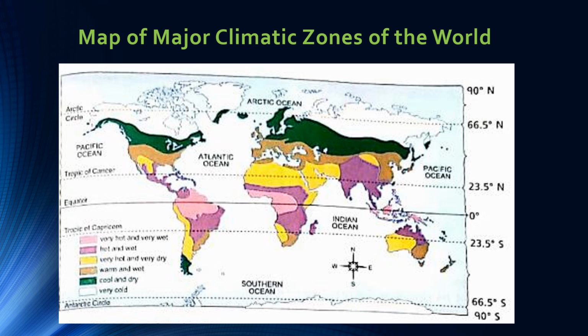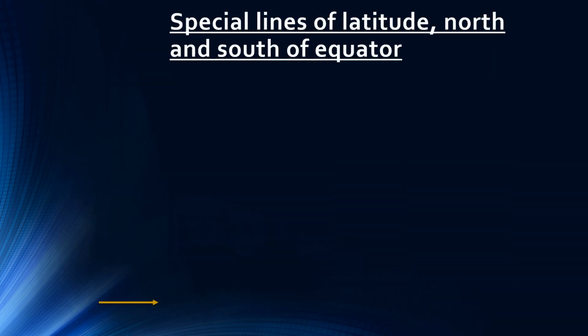If you keenly observe the map, you will find that there are numerous lines. These are lines of latitude. Let's learn these in detail. Students, here are some special lines of latitude, north and south of the equator.